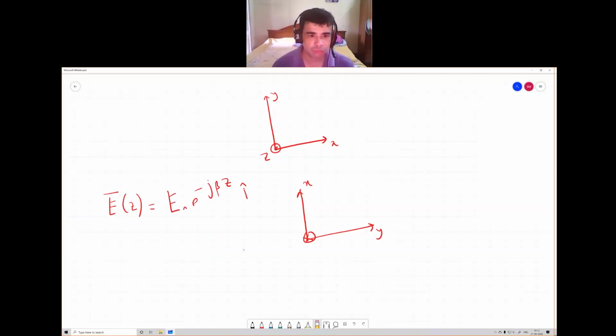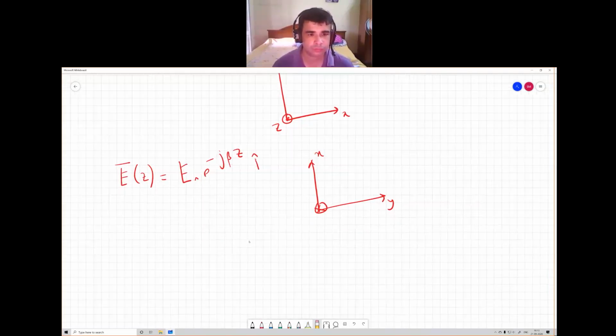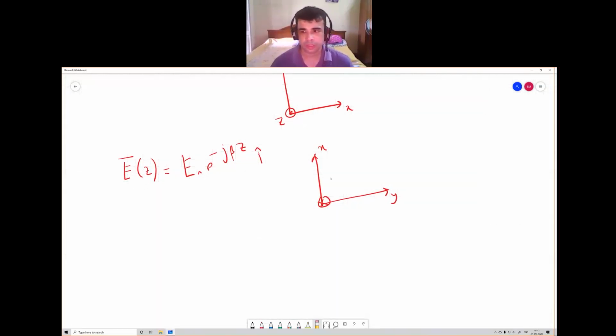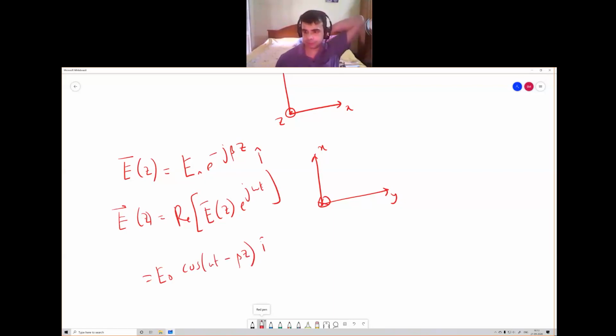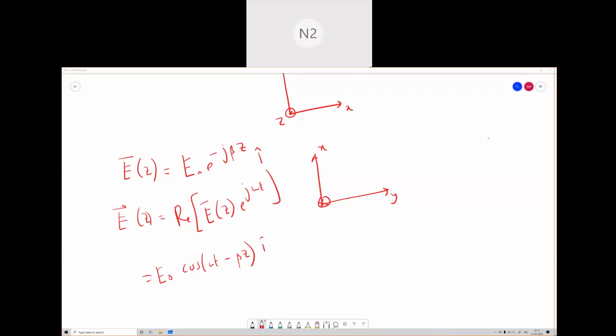Now, what will be the same thing in terms of real vectors? E will be the real part of E naught e to the power of j omega t minus beta z, or E naught cos of omega t minus beta z. And you agree with this? Now we focus on the xy plane.